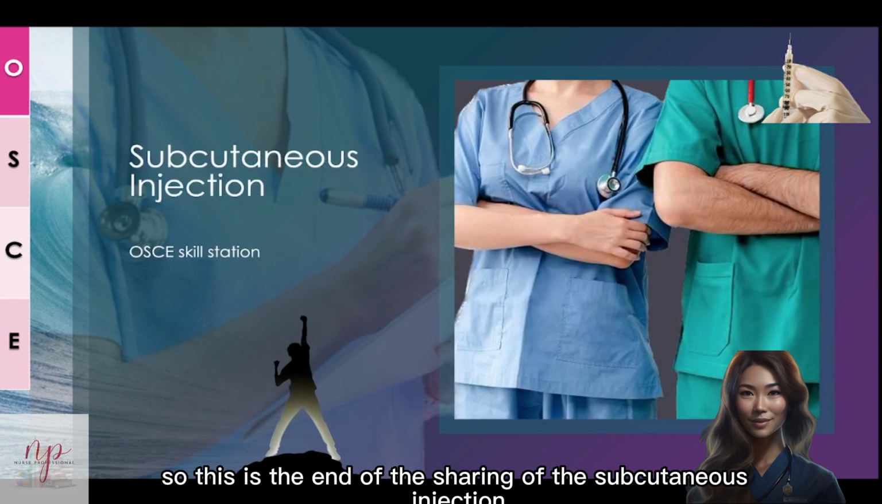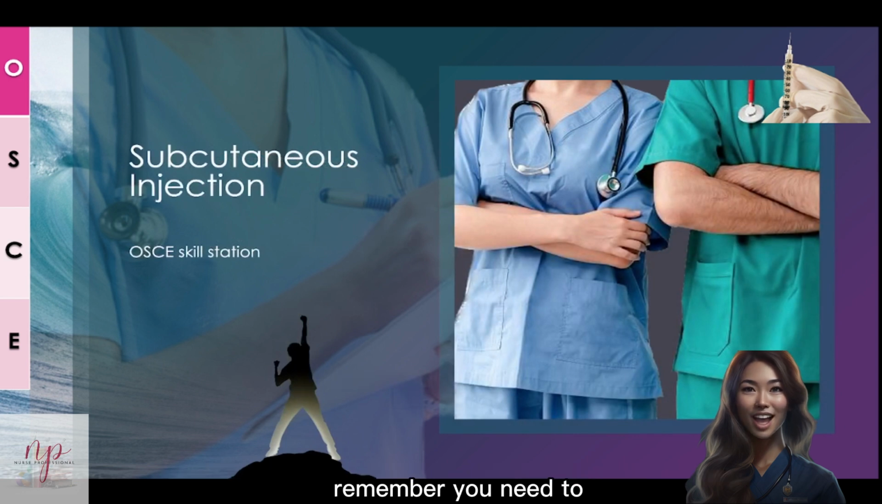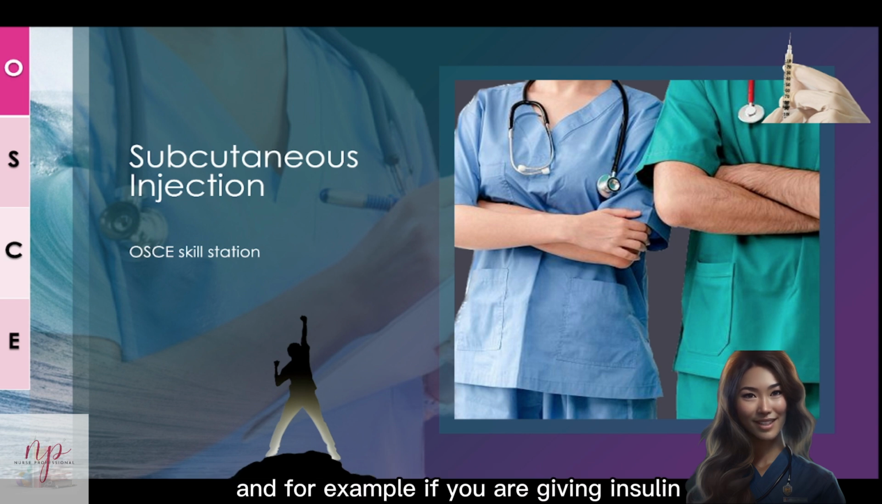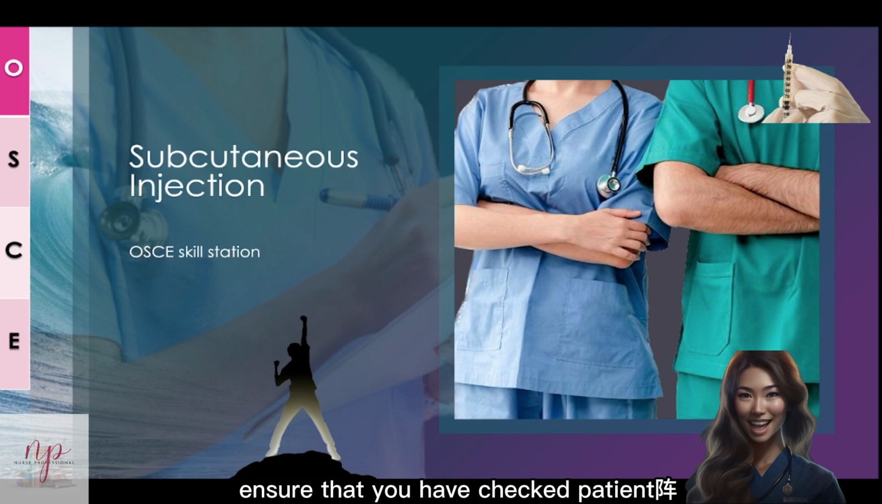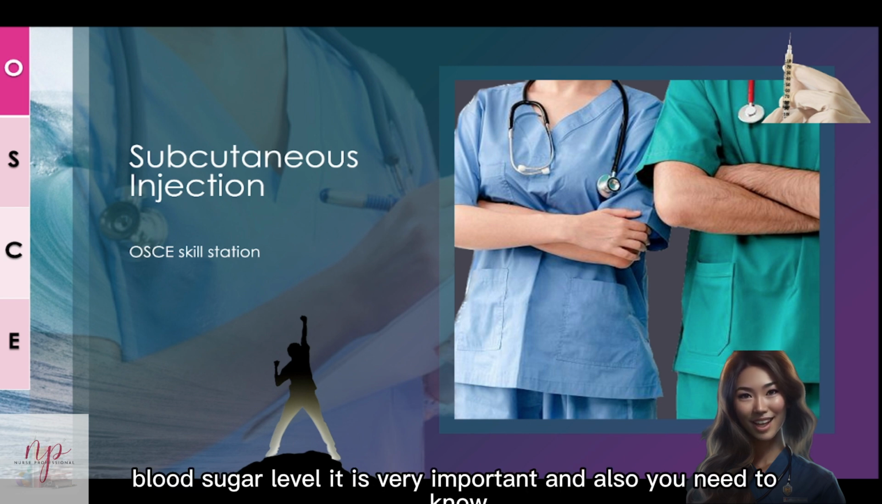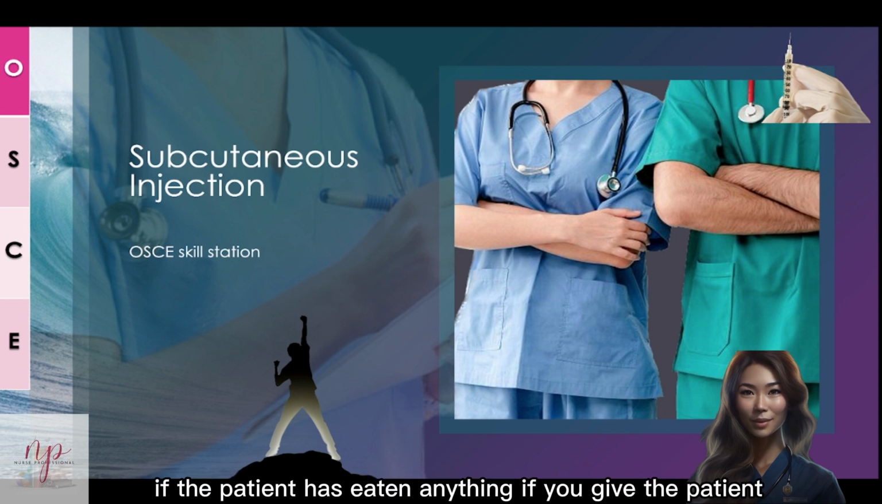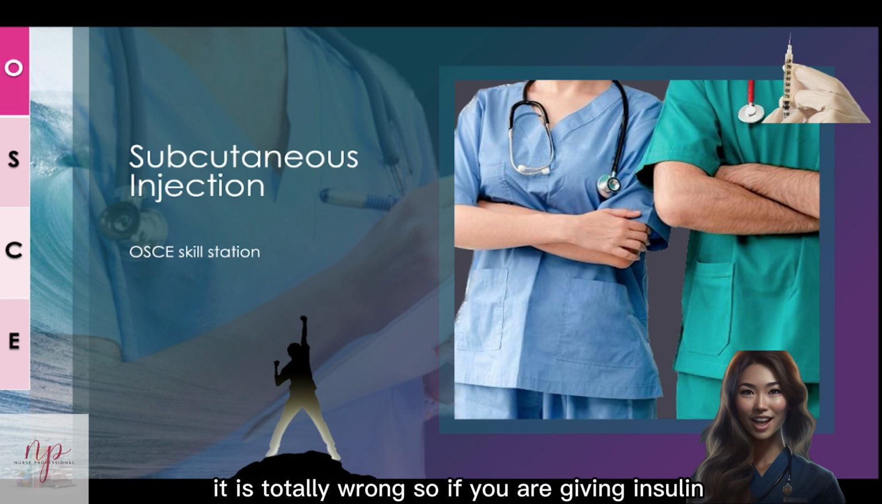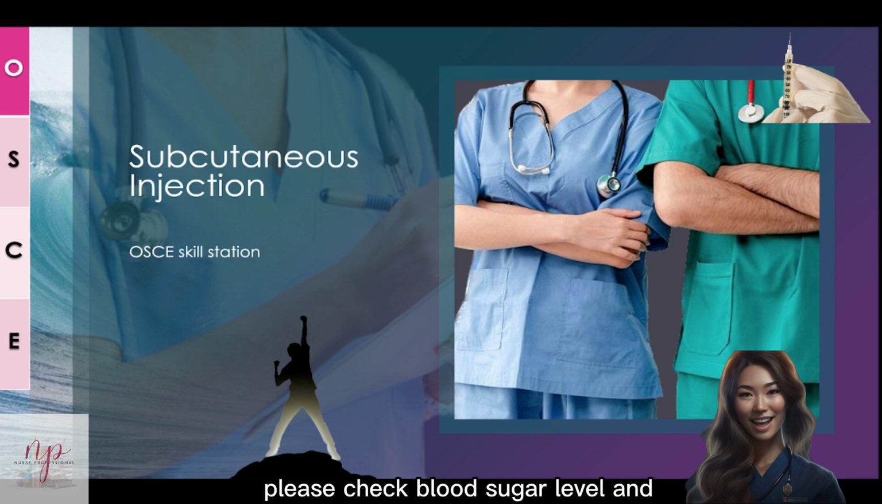So this is the end of the sharing of the subcutaneous injection. Remember, you need to memorize all the steps. You need to know the reason that you are giving the medication. For example, if you are giving insulin, ensure that you have checked the patient's blood sugar level. It is very important. And also, you need to know if the patient has eaten anything. If you give the patient insulin, but the patient refuses the diet, it is totally wrong. So if you are giving insulin, please check blood sugar level and the patient's food intake, alright?